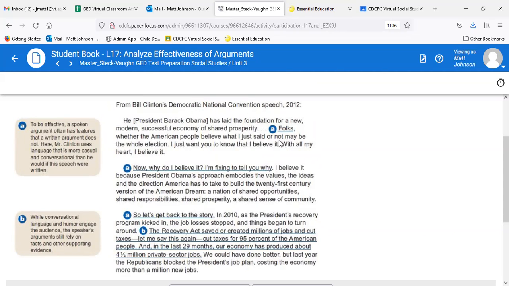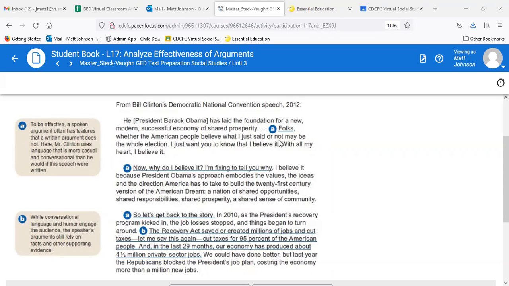Here, Mr. Clinton uses language that is more casual and conversational than he would if the speech were written. So we have to take that into account for the things that we are reading. We talked about who's the audience, what's the purpose, when it was written, evaluating the source, right? Where did this appear? In this case, this is all spoken.